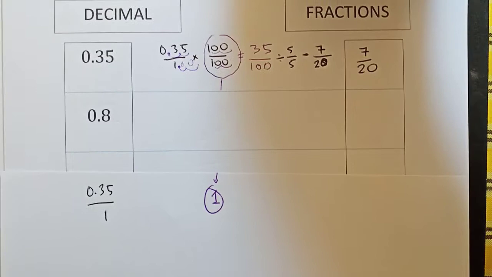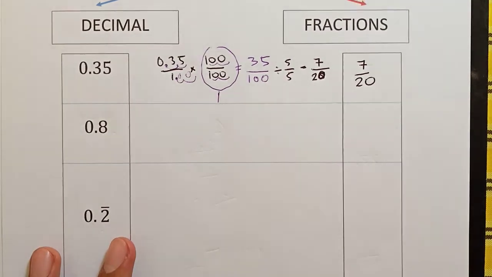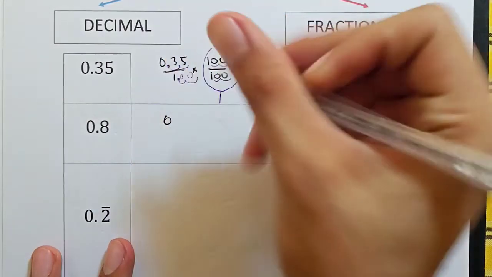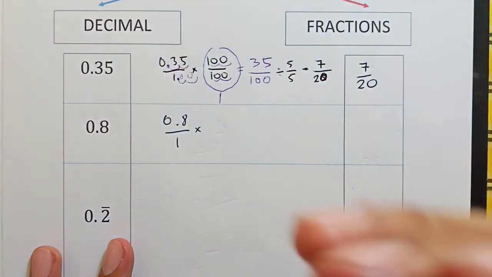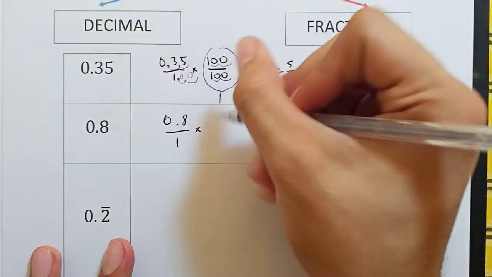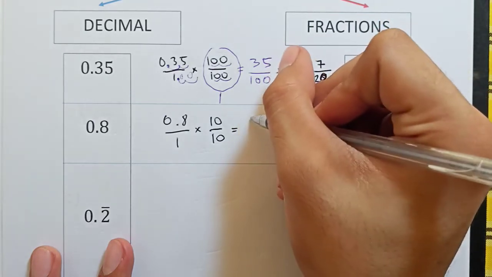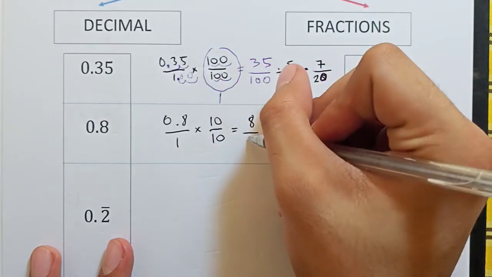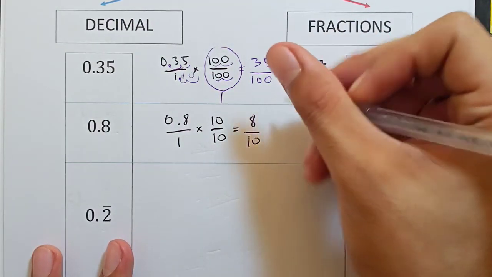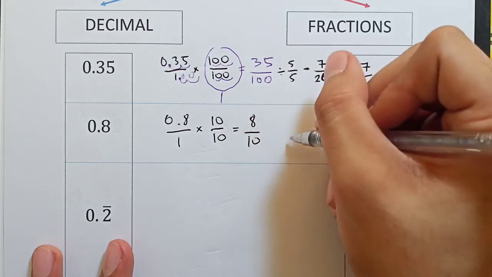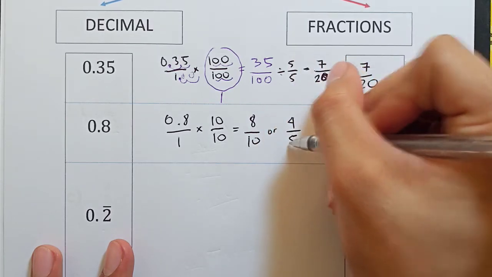Next, we have 0.8. Paano naman si 0.8? Again, gawin lang natin 0.8 over 1. Multiply by, ano ang multiply kay 0.8 para maging whole? E di 10 over 10. So, 0.8 times 10 is 8. 1 times 10 is 10. So, the answer is 8 over 10. Lowest term, we can divide this by 2 over 2. So, the answer will be 4 over 5.